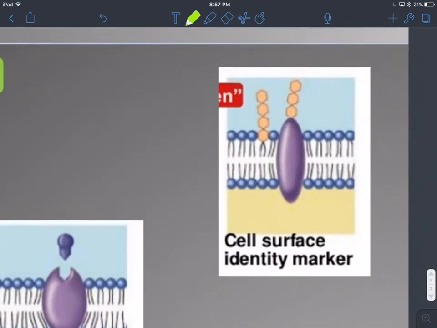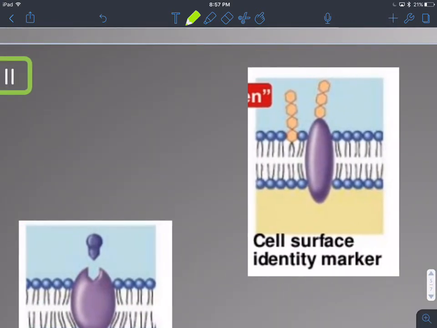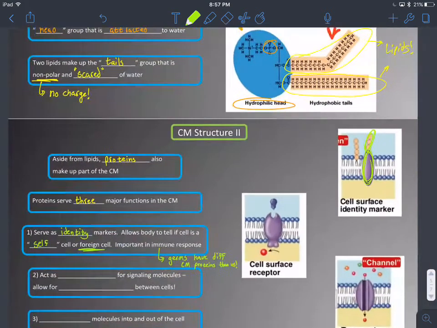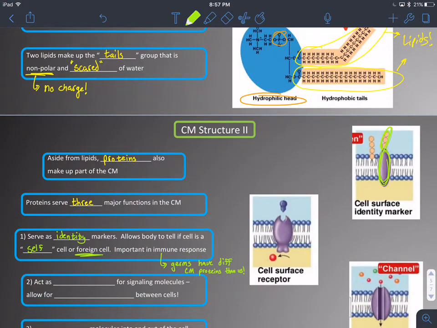And if you look here, you can see that this right here is the protein. And up top here, that is the identity marker. That is going to be different for a human cell and a dog cell or a germ cell, anything that's not self.